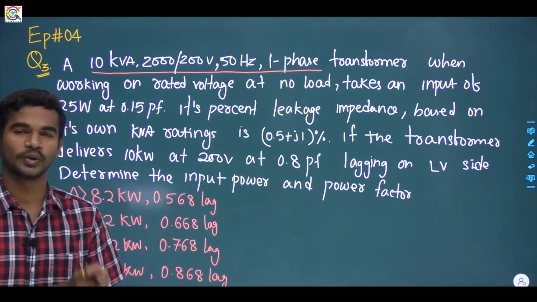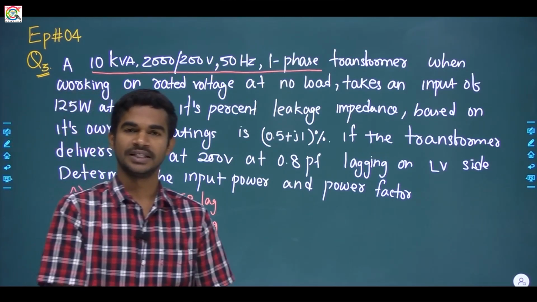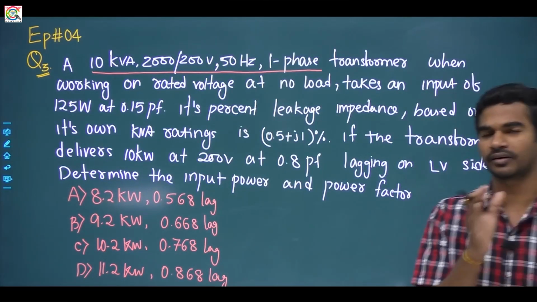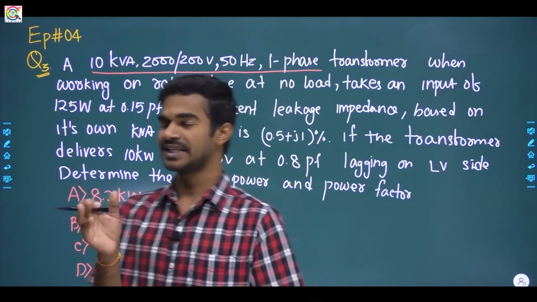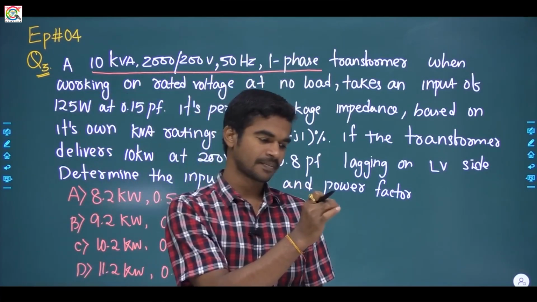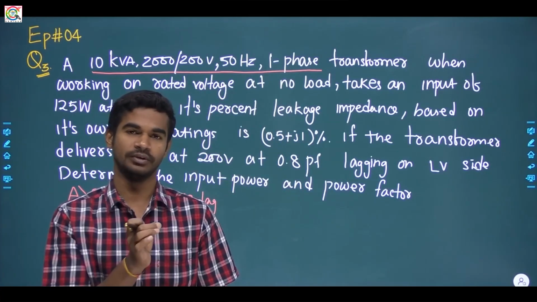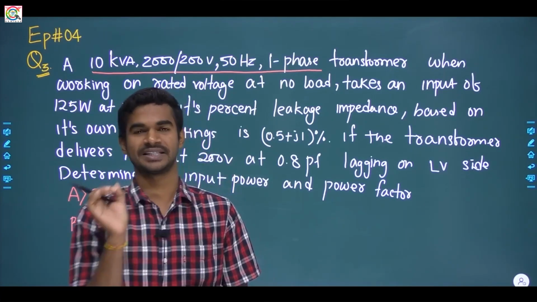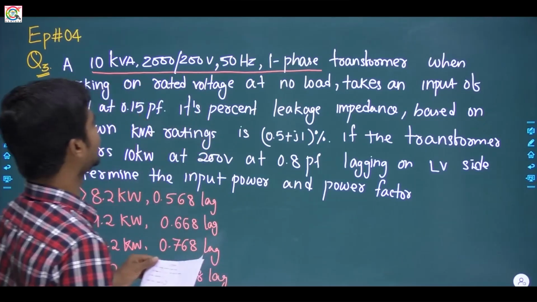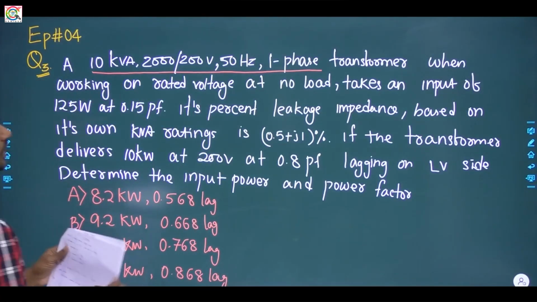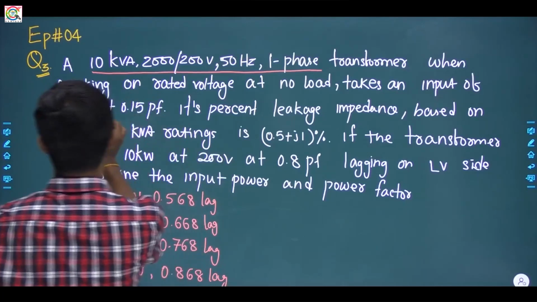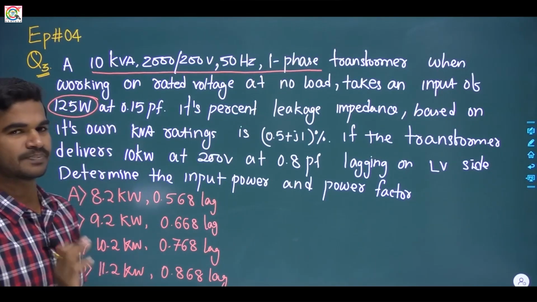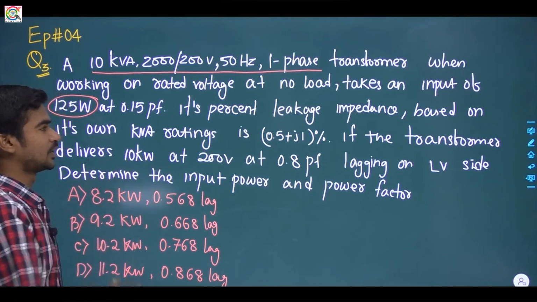In the no load test or the open circuit test, the power consumed by the transformer is only the iron loss, not the copper loss, because in that case the no load current is negligible, and we also neglect the resistance, correct or not? So in this case, the no load power is the iron loss of the transformer, that too at open circuit test.